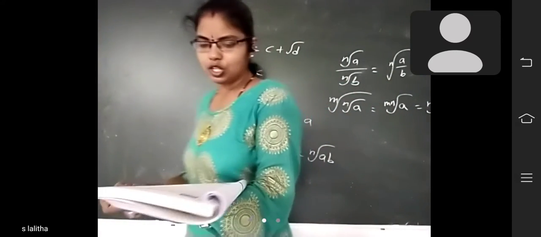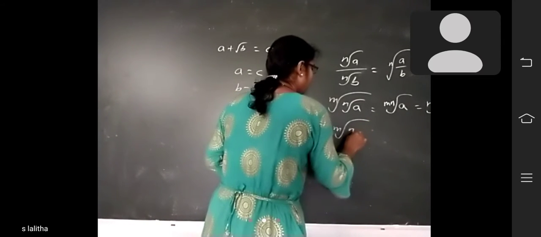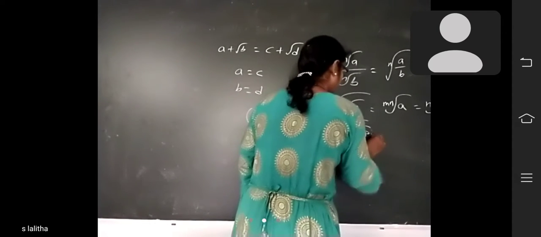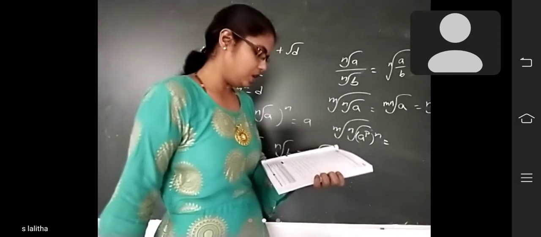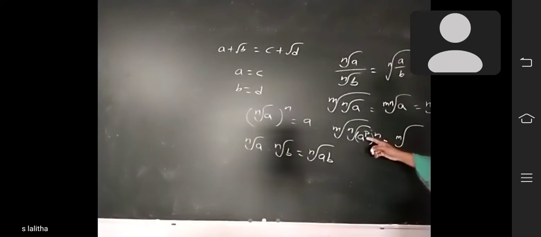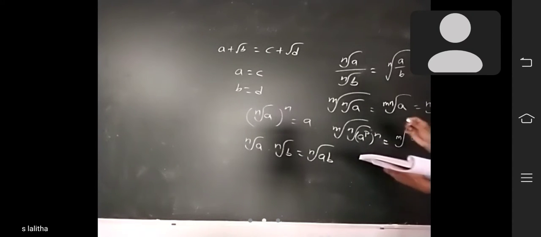Next, if n is a positive integer and a is a positive rational number, then nth root of a power p whole power n: here the n and nth root will be cancelled, and what we get is a power p. So nth root of a power p whole power n is a power p.